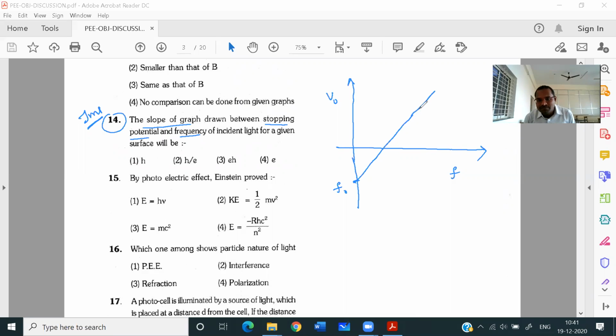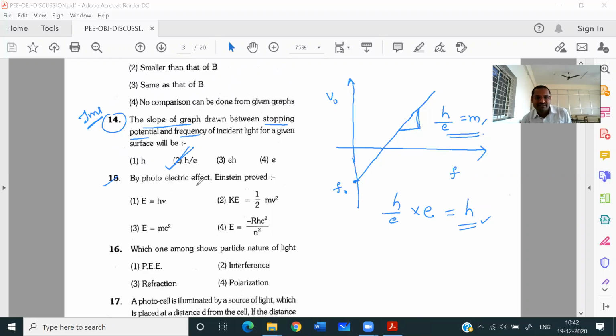The slope of this graph gives you h by e. Very important point. Option 2 is the right answer. If you multiply this slope with the charge of the electron, you will get Planck's constant. This is how they calculated Planck's constant. Remember this point.